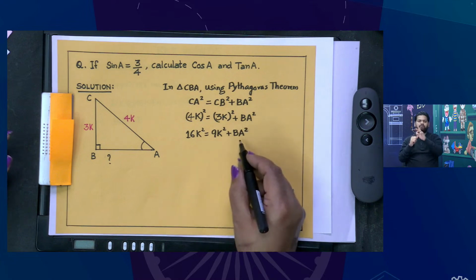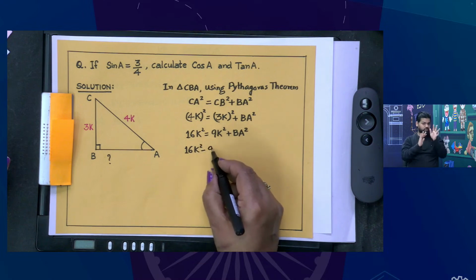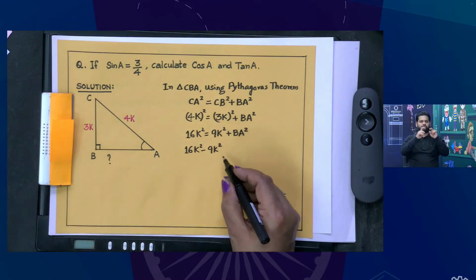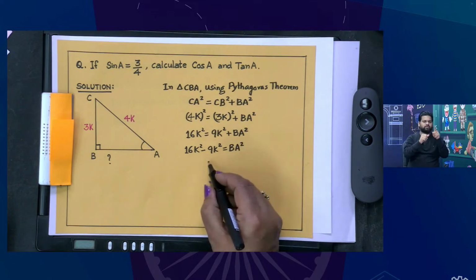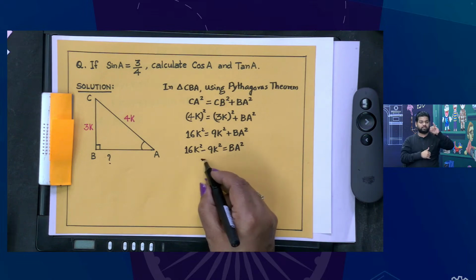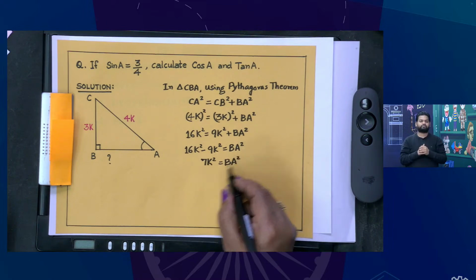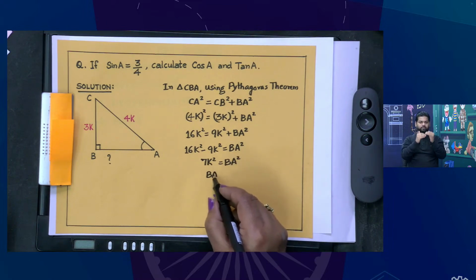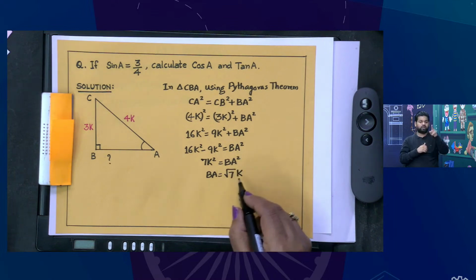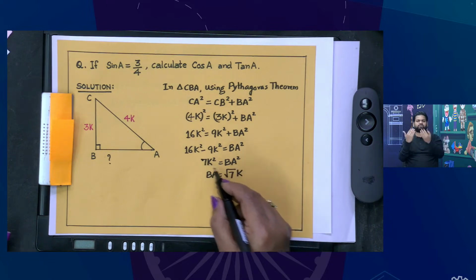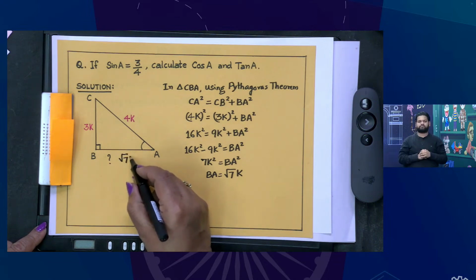ठीक है, अब हमें BA स्क्वायर निकालना है, तो हम क्या करेंगे? 16k स्क्वायर में से 9k स्क्वायर माइनस कर देंगे, उधर ले जाएंगे तो साइन माइनस हो जाएगा, इज इक्वल टू BA स्क्वायर. तो 16 माइनस 9 कितना होता है बच्चों? इट इज 7k स्क्वायर इज इक्वल टू BA स्क्वायर. इसको सॉल्व करके हमारे पास BA की वैल्यू आ जाएगी कितनी? √7 इंटू k. स्क्वायर रूट लेंगे तो स्क्वायर हट जाएगा. BA हो जाएगा स्क्वायर रूट ऑफ 7 इंटू k. तो ये हमारी वैल्यू आ गई कुसुम जी, √7 इंटू k.